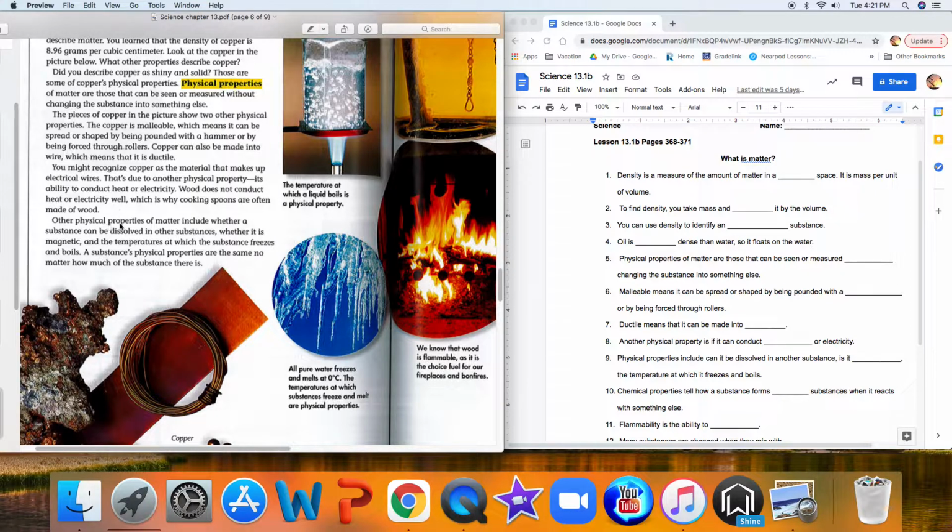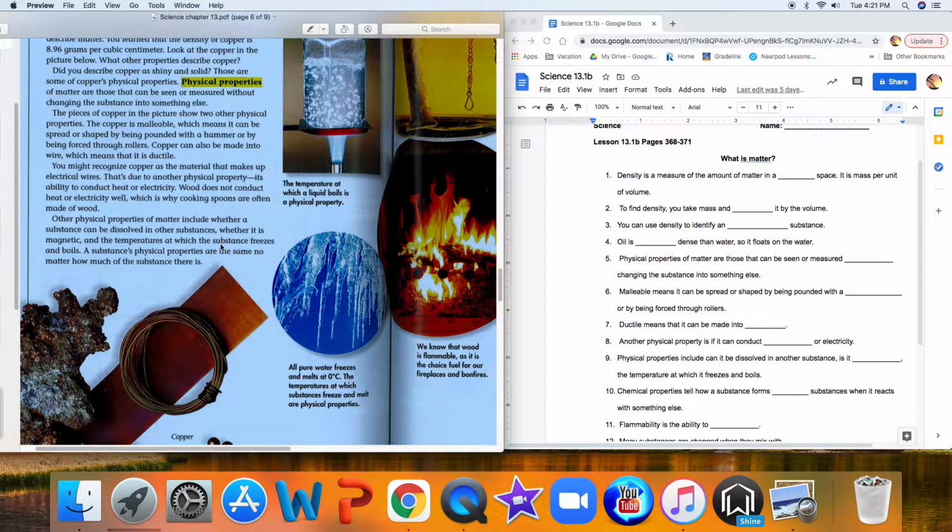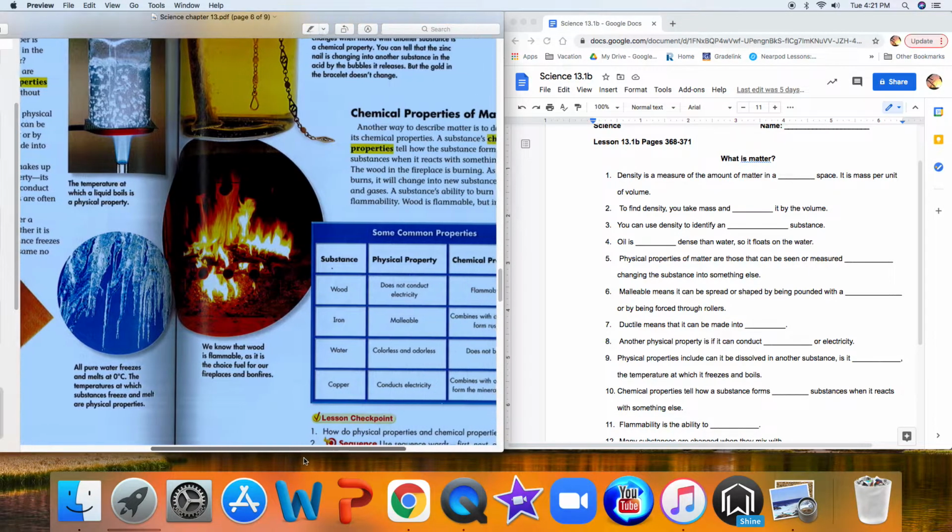Other physical properties of matter include whether a substance can be dissolved in a different one, whether it's magnetic, and the temperature at which the substance freezes and boils. That was number 9 in your notes. A substance's physical properties are the same no matter how much of it there is. So a little piece of copper has all those properties. It doesn't matter how much there is.